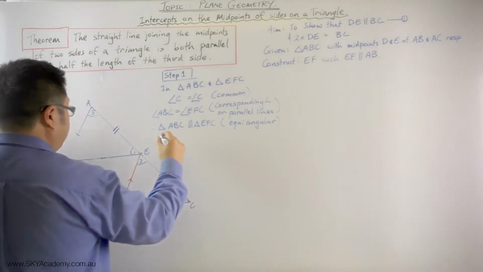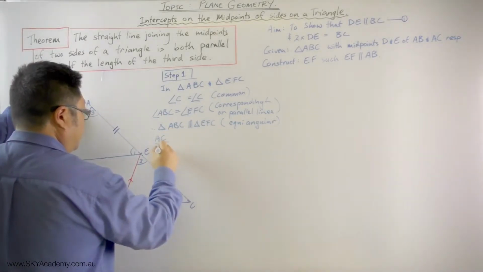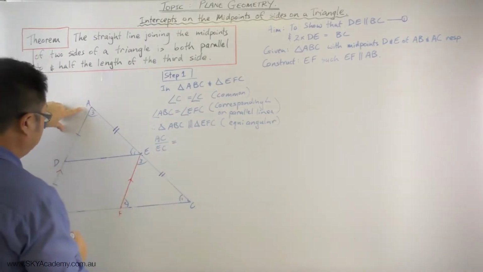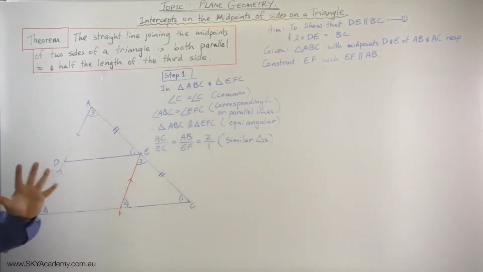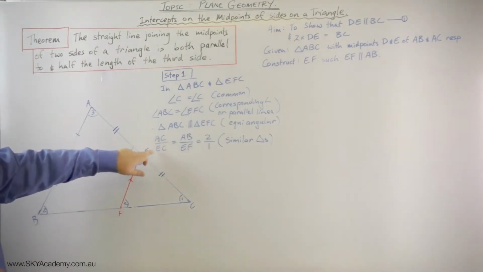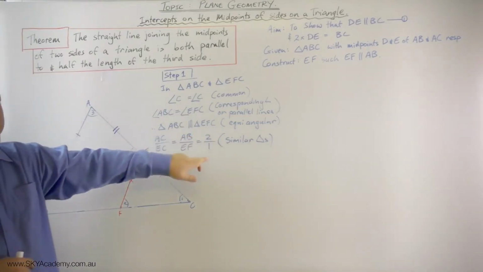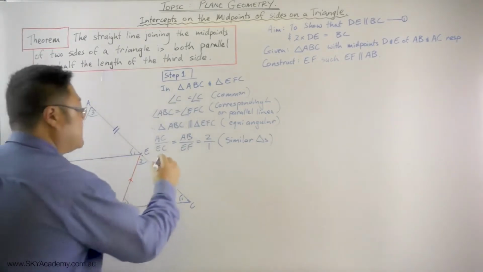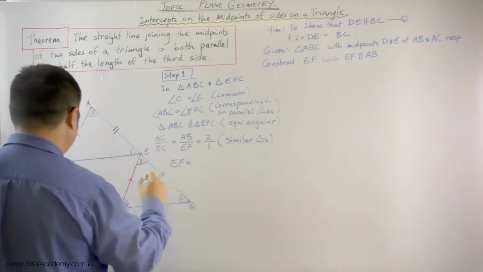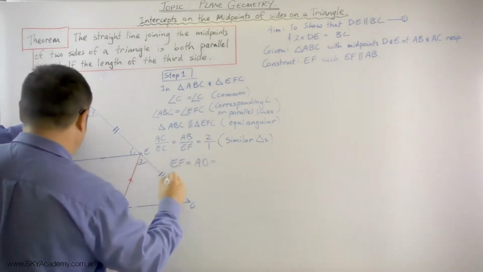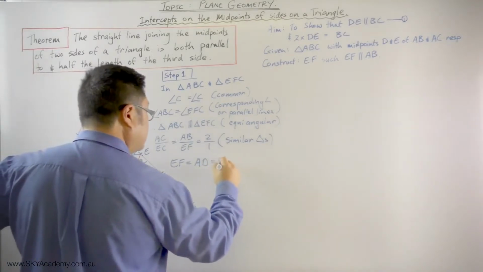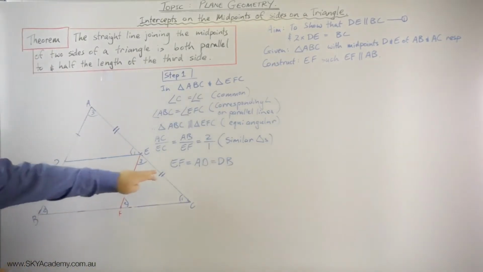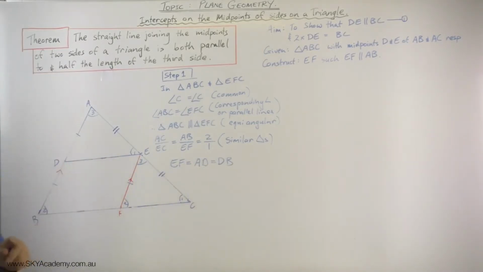So we've got, for example, AC to EC is going to be equal to AB. So that's basically what we've written down. We've written down that AC to EC is equal to AB to EF, which is 2 to 1. Does that make sense? Good. And the reason why is they're similar triangles, which basically means that EF is going to be equal to AD and DB, right? So let's write that down. EF is going to be equal to AD, and it's also going to be equal to DB. All right, so all those sides are going to be equal, okay?